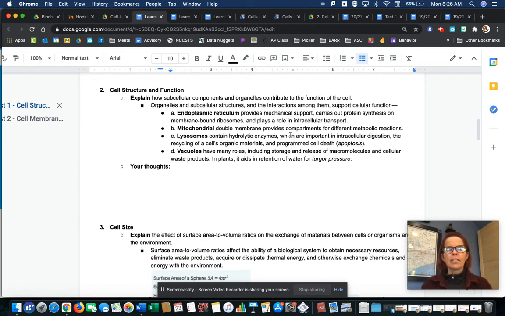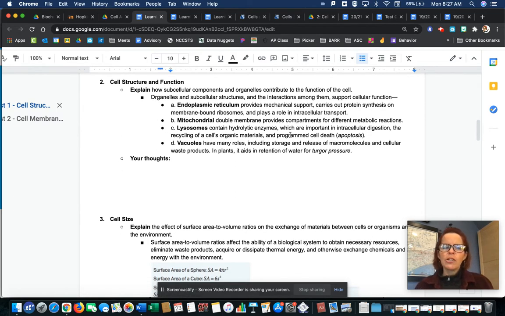All right, continuing with cell structure and function, it says explain how subcellular components and organelles contribute to the function of the cell. Organelles and subcellular structures and the interactions among them support cellular function. So these are a few things that I maybe mentioned, but they hadn't already mentioned. So endoplasmic reticulum offers mechanical support. It carries out protein synthesis if it's rough ER, on the membrane-bound ribosomes, and plays a role in intracellular transport. So the rough ER helps with transporting some of these proteins within the cell.